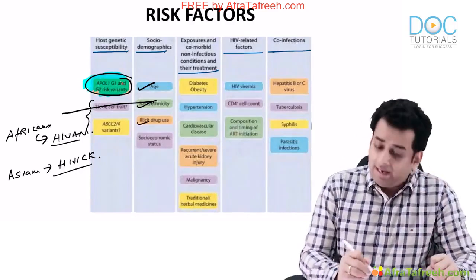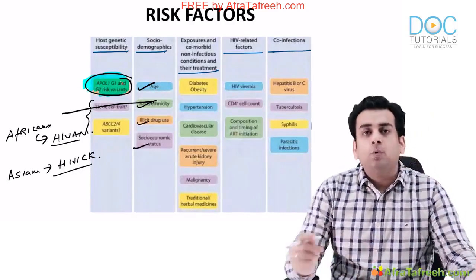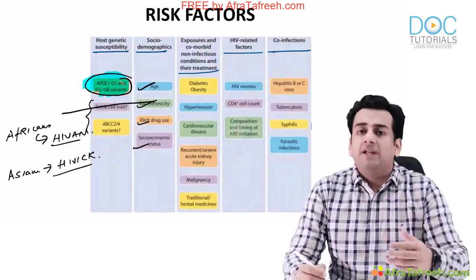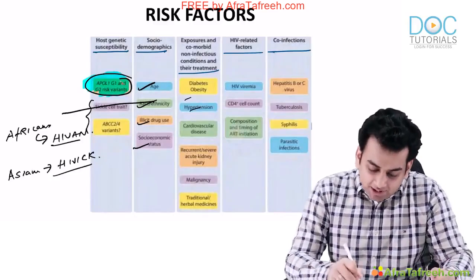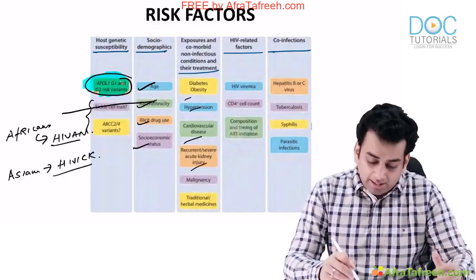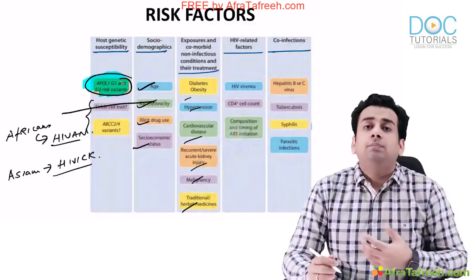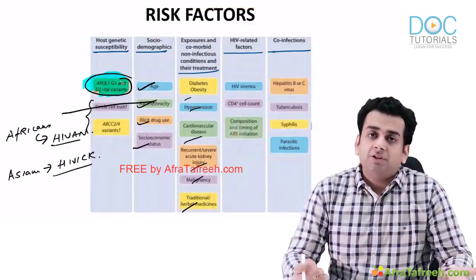Illicit drug use and socioeconomic status. Of course, poorer people are more predisposed to HIV-related diseases. Other comorbid conditions like diabetes, hypertension, cardiovascular disease, previous AKI, malignancy, and usage of traditional herbal medicines that cause interstitial nephritis all the more.